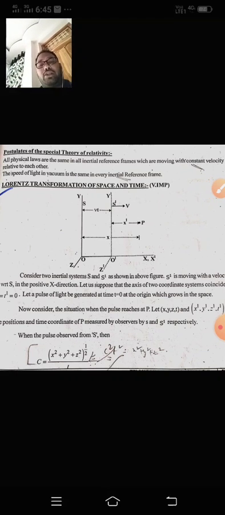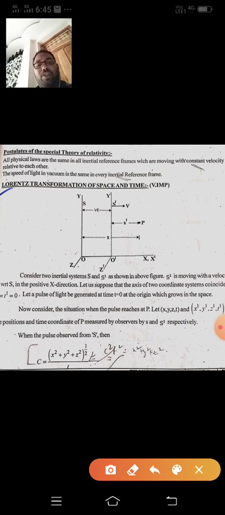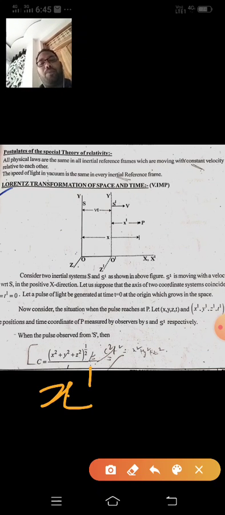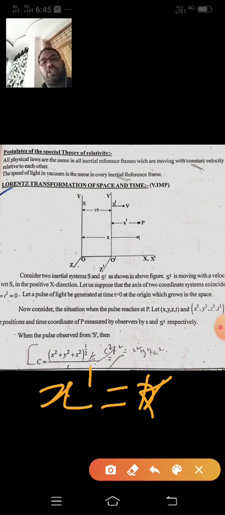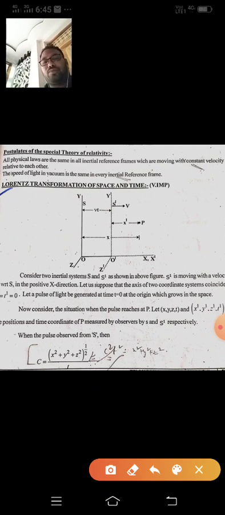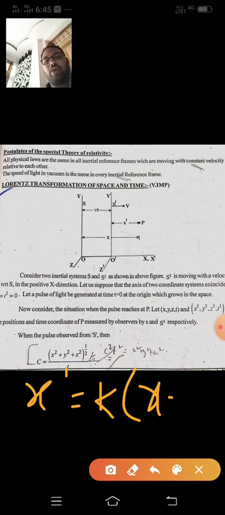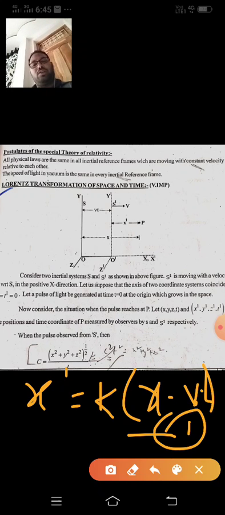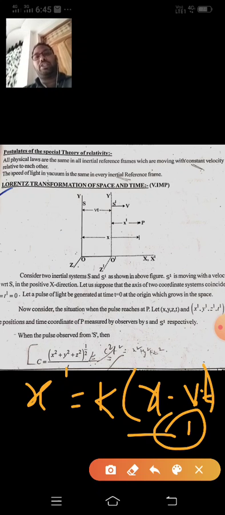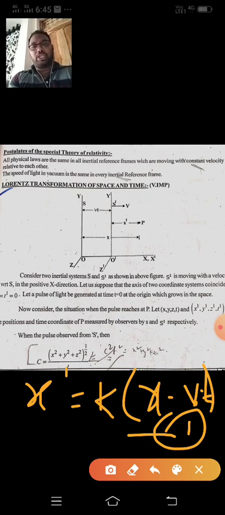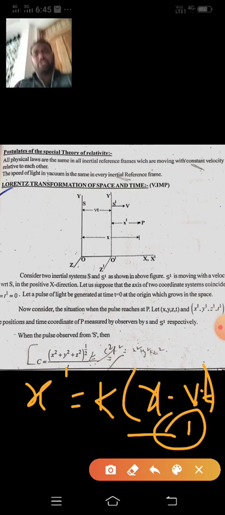Then by using the special theory of relativity, what is the first point? The first point is that physical properties are invariant, so x dash equals some constant k into x minus vt. This is the first equation. What is the first equation? The first equation is x dash equals k into x minus vt.